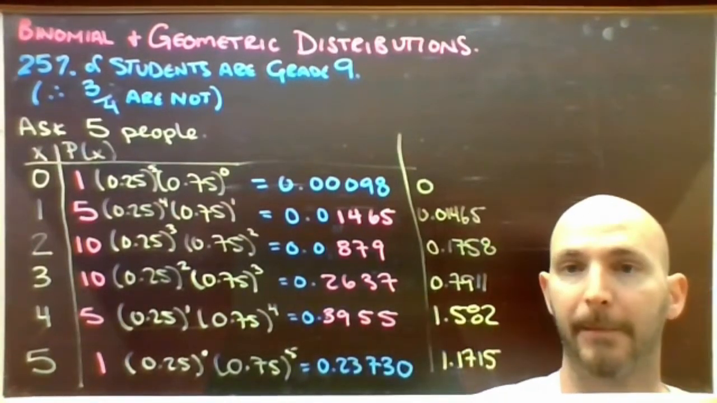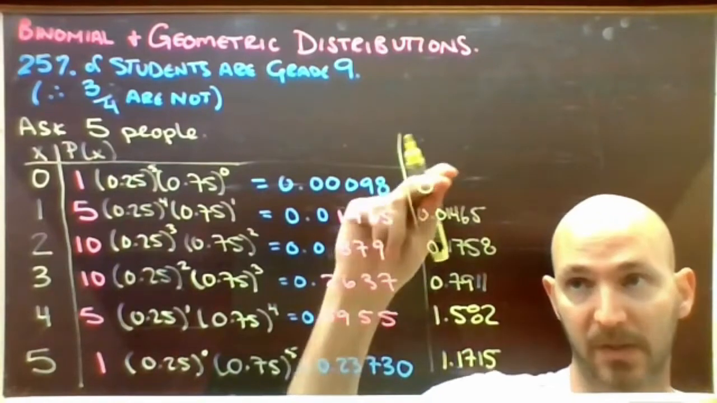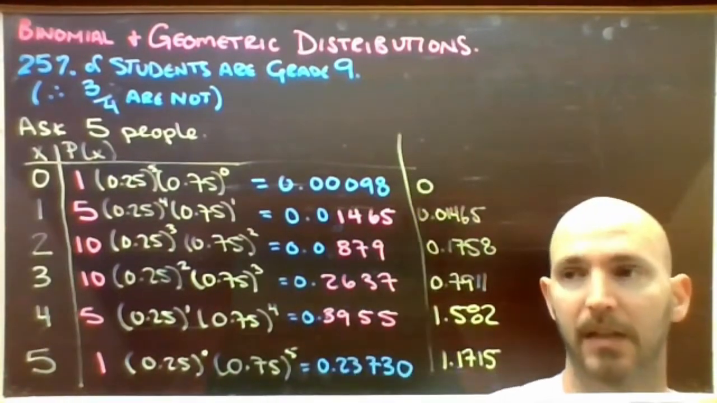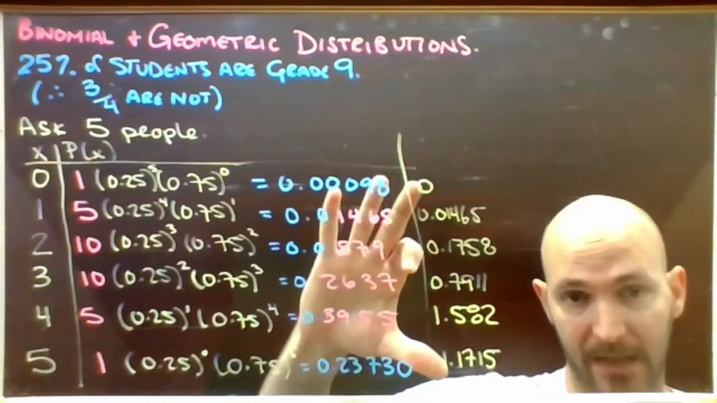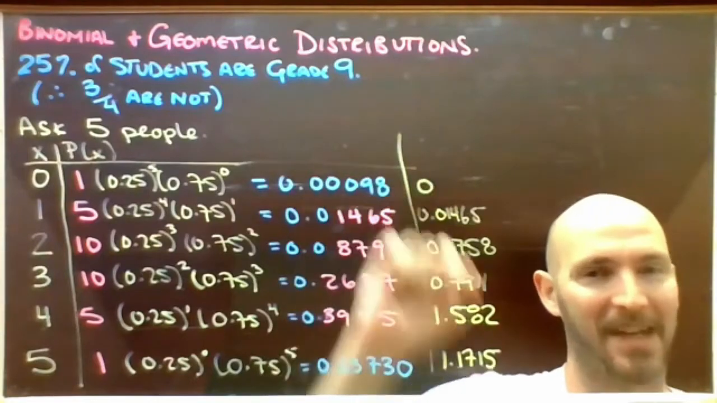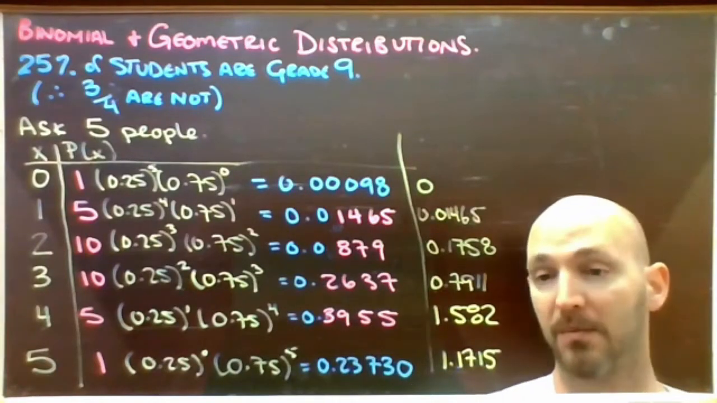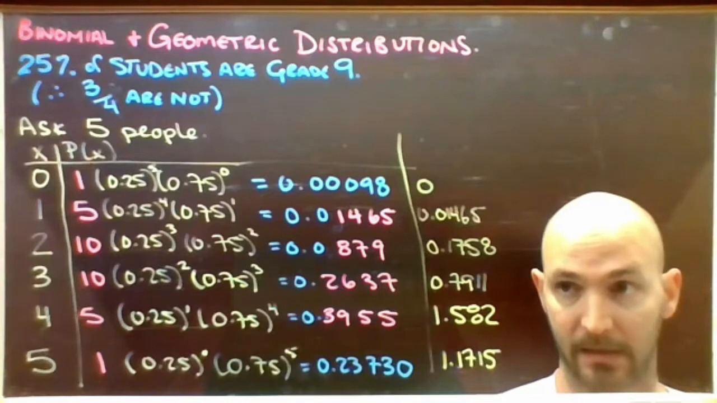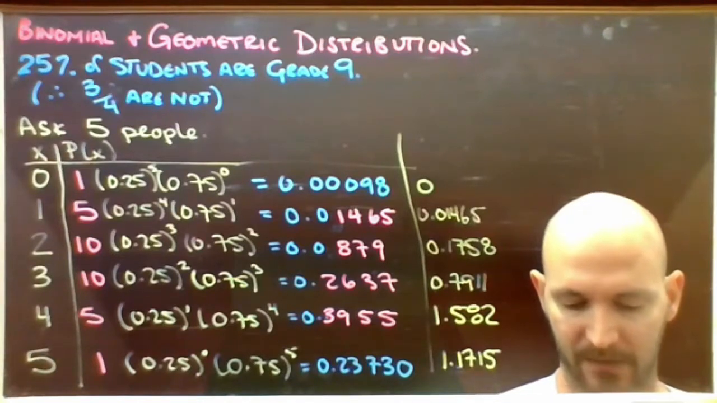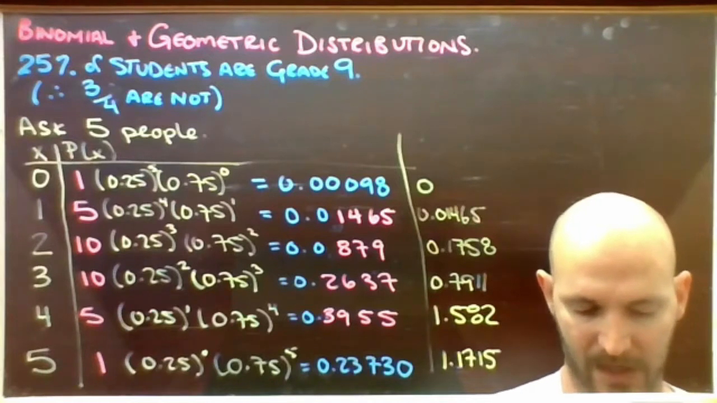All right. Now to get an expectation value, I'm supposed to take all of these rows and add them up. And I don't have the problem last time where the table was infinite. I only have to add these 6 numbers. 5 actually, because adding 0 doesn't change anything. So 1.1715 plus 1.582 plus 0.7911 plus 0.1758 plus 0.01465 gives me 3.735.